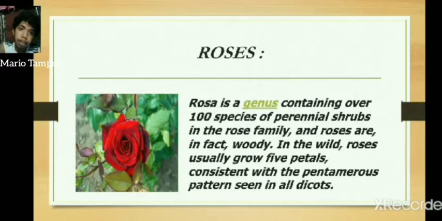Roses. Rosa is a genus containing over 100 species of perennial shrubs in the rose family, and the roses are in fact woody. The wild roses usually grow 5 petals, consistent with the pentamerous pattern seen in all dicots.